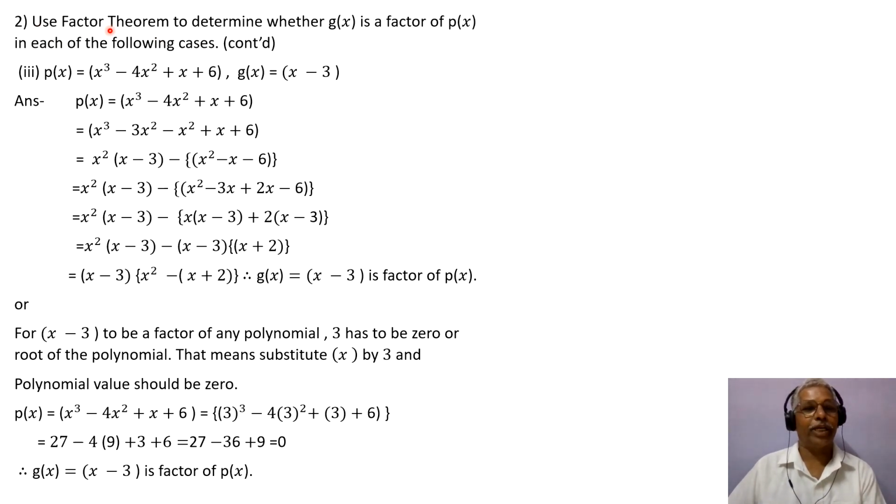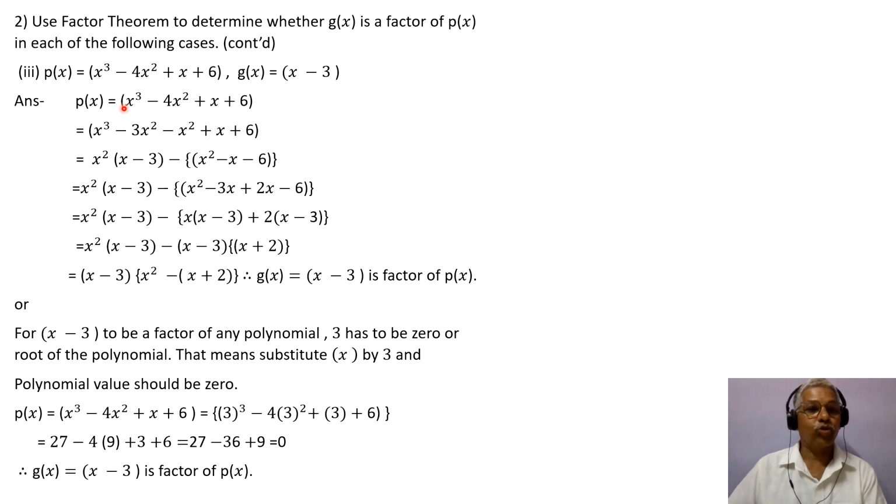So the third one: in this we have to check whether g(x) is a factor of p(x) by the factor theorem. The third one, p(x) is this and g(x) is x minus 3. I'm not reading this, directly going for the answer. So p(x) equals x cube minus 4x square plus x plus 6. Keeping this in mind, we have to write the terms in such a way that we get x minus 3 common somewhere. So here, 4x square can be written as minus 2x minus 2x, which is not of much use because we want x minus 3. So I am writing these terms like this.